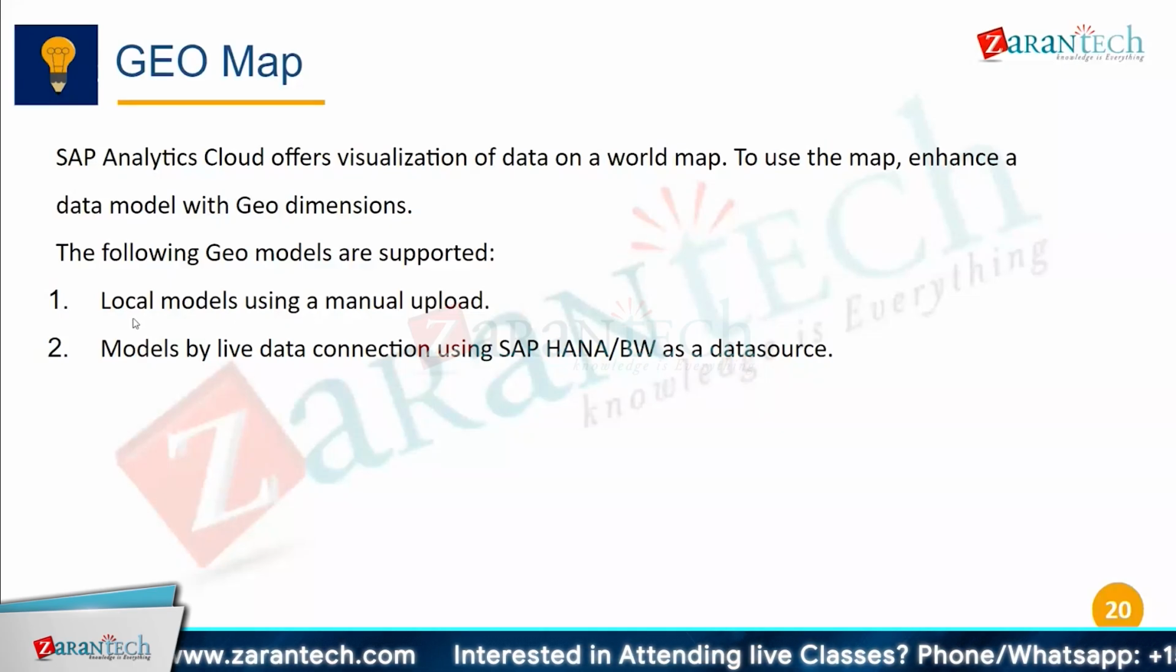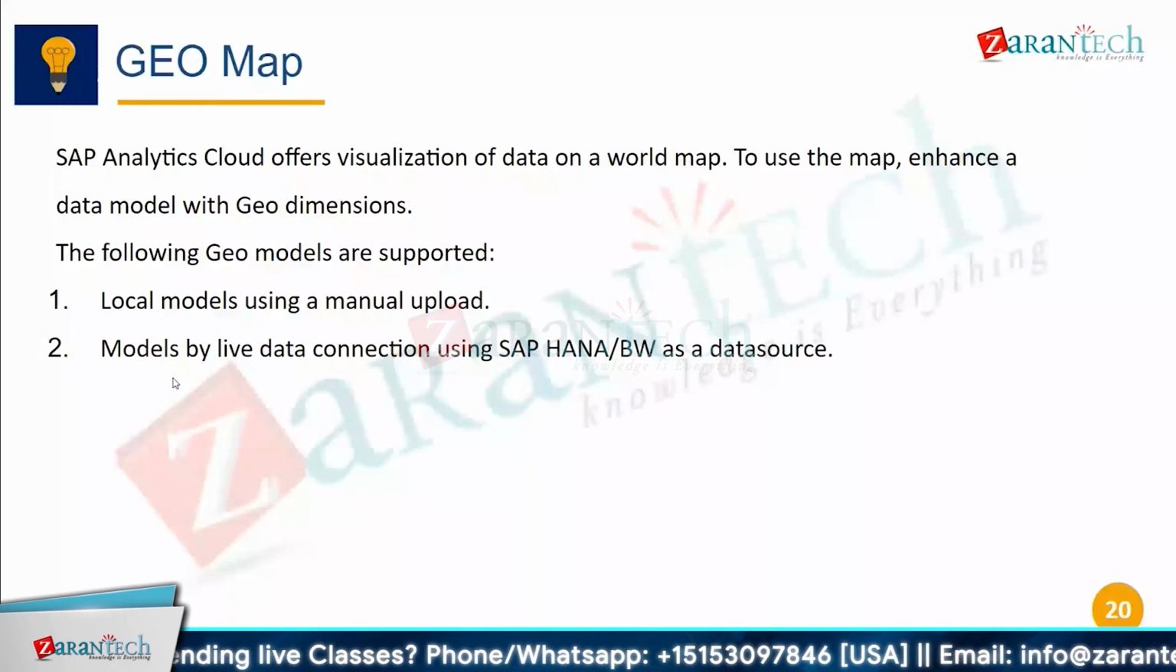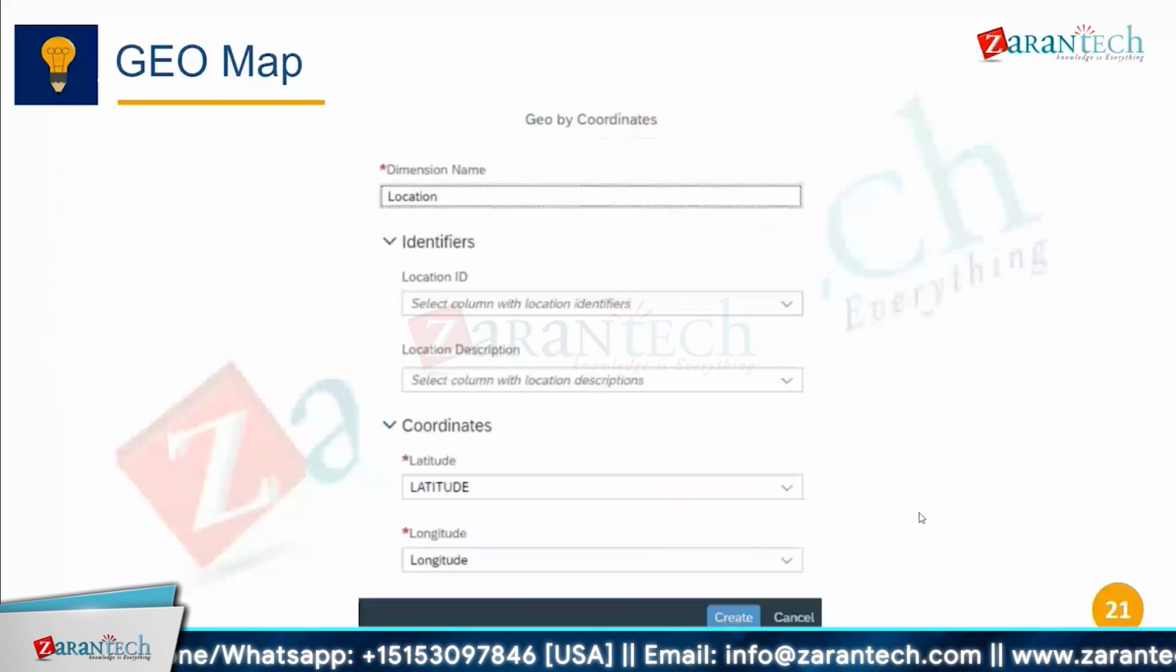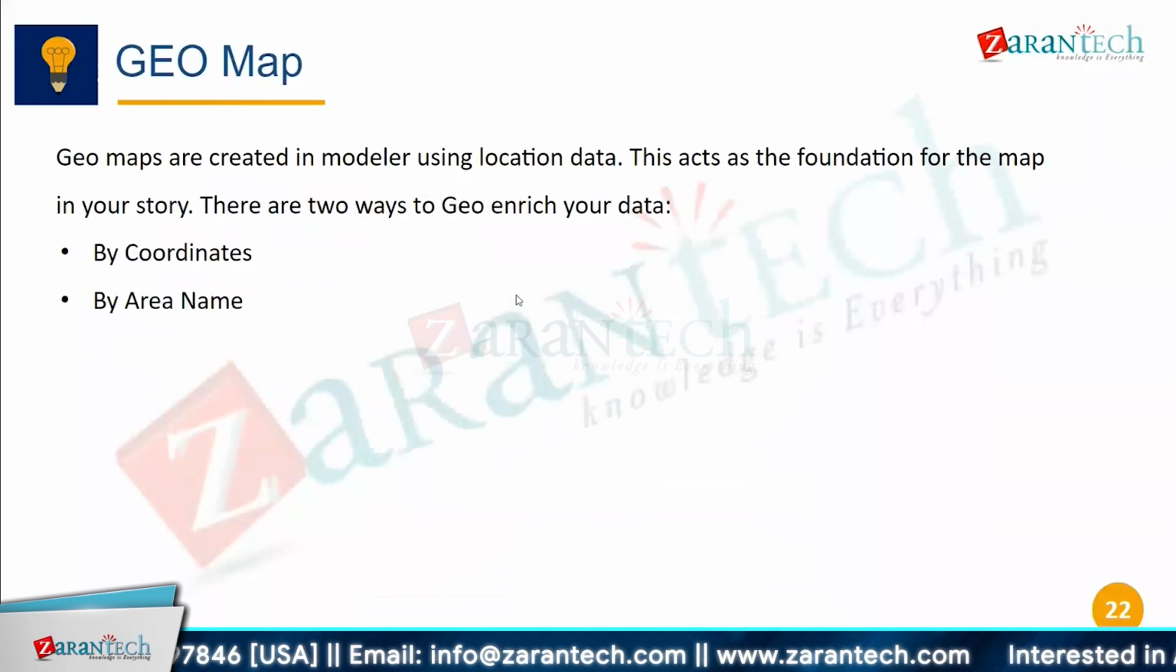You can use local models using manual upload, or you can use SAC models using live connection. In SAP BW or SAP HANA, you have options to add location like latitude and longitude, or you can manually add it in your Excel file upload. This screen we have already seen. While modeling the data model, we saw this geo enrichment, where you can select latitude and longitude. Then geomaps are created in the model using the location dimension. This acts as a foundation. There are two ways to enrich data: by coordinates and by area name.